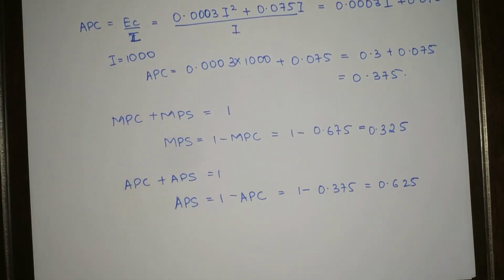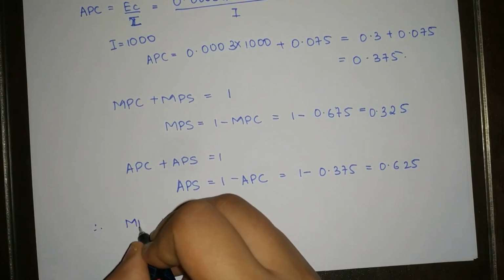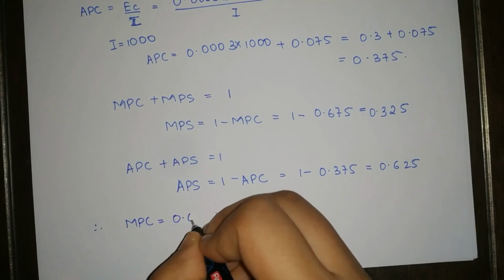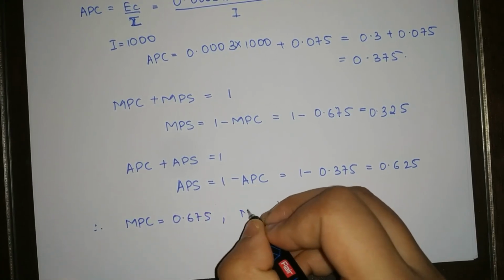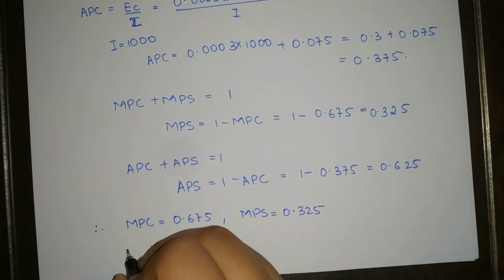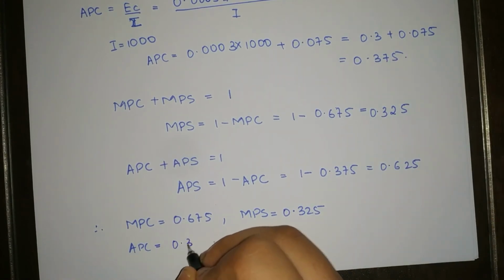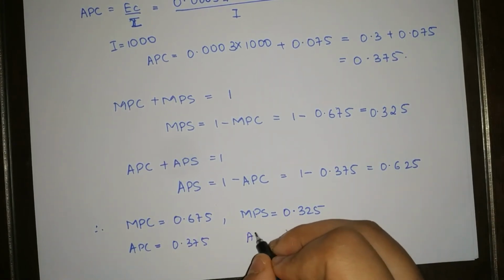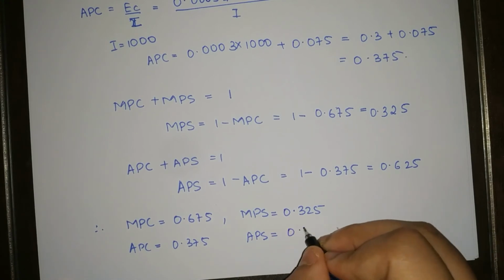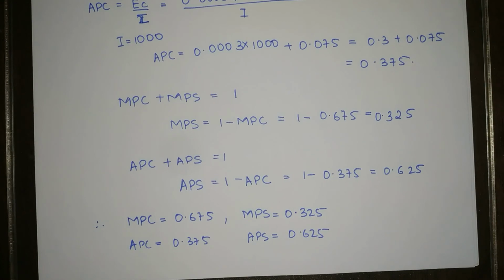Okay, so we found out all the 4 things. We'll just write it all together in the end. So MPC is equal to 0.675. MPS is equal to 0.325. Then we have APC, which is equal to 0.375, and APS, which is equal to 0.625. Okay, and this is our answer. So with this, we have solved the exercise 4.4. I hope you have understood everything that we solved today.